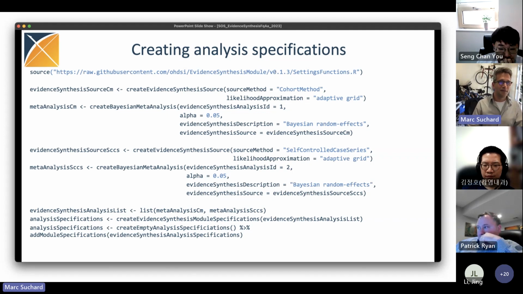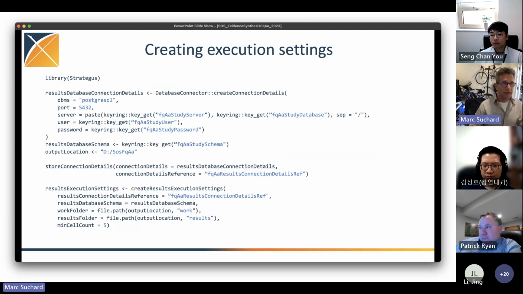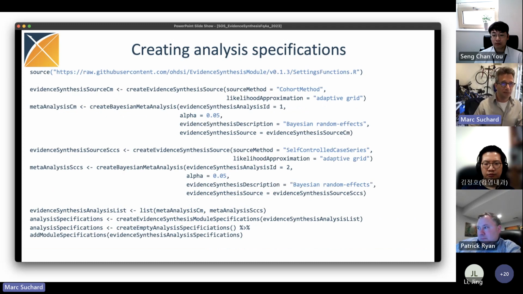You can specify the same types of options for the self-controlled case series so that they don't conflict. I just gave it an analysis ID of 2. We generate a list of all of the analyses that we'd like to have, and basically say, given my list of different analyses, create the actual specification that we need to provide into our JSON file. Along with that, create that specification and add in everything that this module additionally needs.